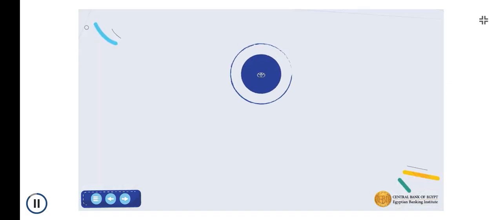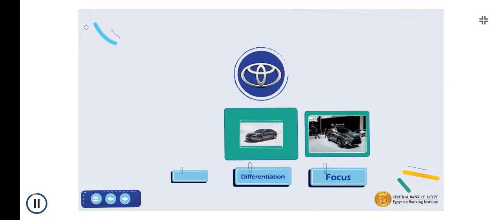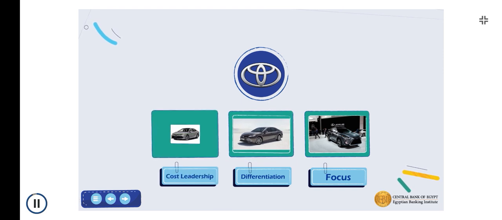Let's take a nice example of a company that is using the 3 strategies. We are talking about Toyota. Toyota is using the cost leadership with Yaris, the differentiation with the Camry, and the focus with the Lexus.